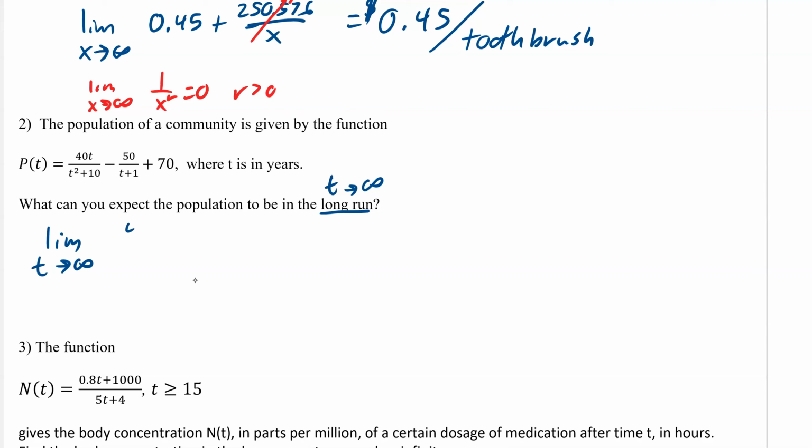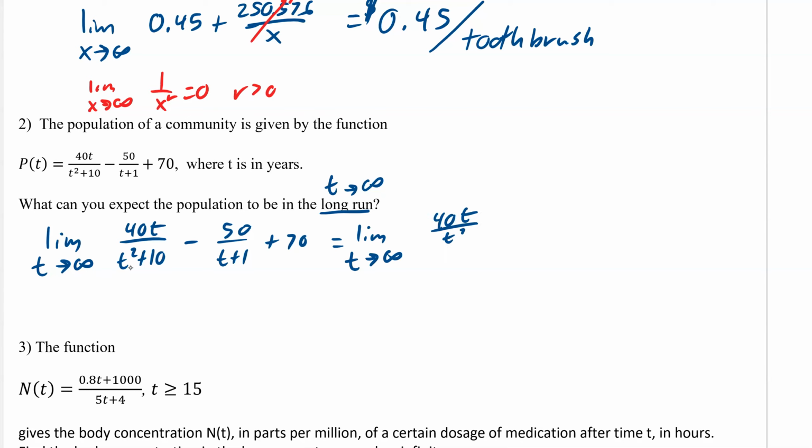So if we take our function, 40 over t squared plus 10 minus 50 t plus 1 and plus 70. Well, we already know that this is an application. So mathematically, we can divide every single one of these by the denominator, which is t squared. So we would end up with the limit as t approaches infinity of 40t over t squared, and then t squared over t squared minus 10 over t squared. And then we do the same thing with the 50. The bottom is a t. So t over t minus 1 over t, and then plus 70. You don't have to do anything with that one.